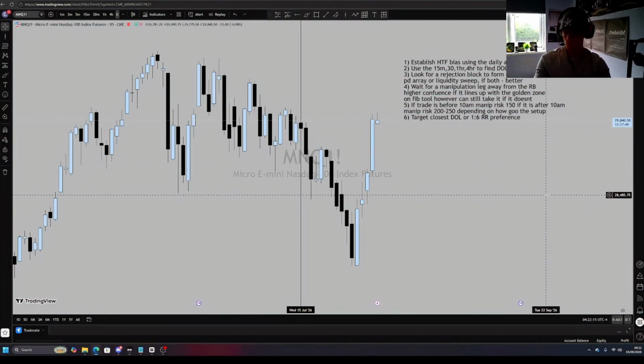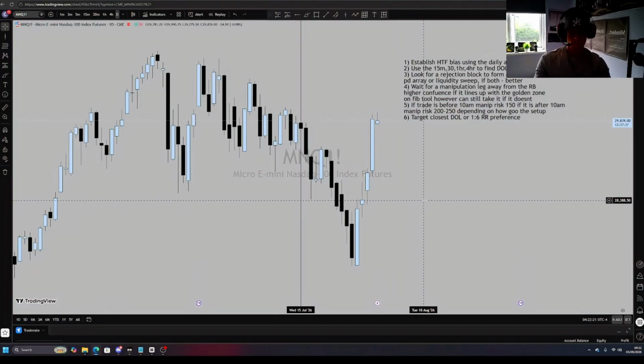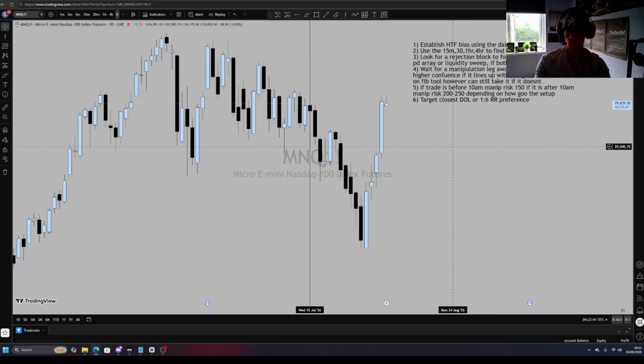Then using the 15-minute, 30-minute, 1 hour, 4 hour, I find my draws of liquidity, whether that is a 4 hour fair value gap, a 4 hour low, a 1 hour fair value gap, 1 hour low, etc. I'll then, with market open, head over to the lower time frame and look for a rejection block to form off one of these higher time frame PD arrays or liquidity sweep. If you have both, it's better confluence.